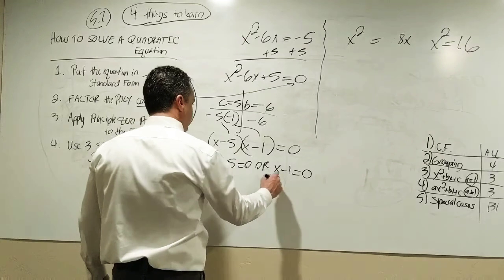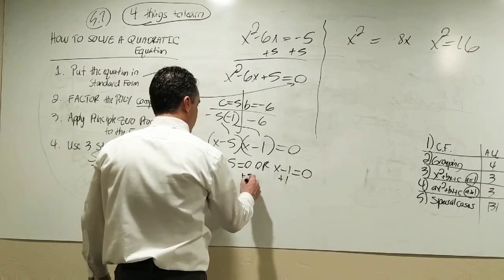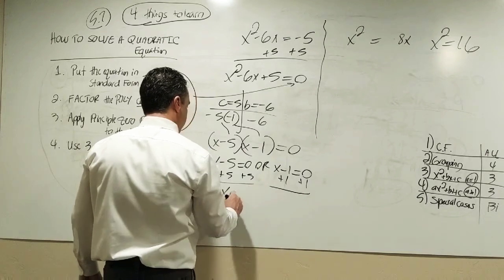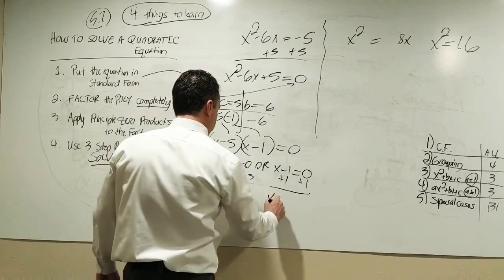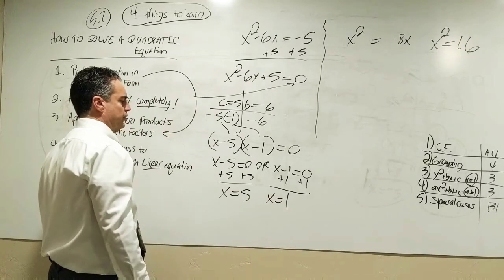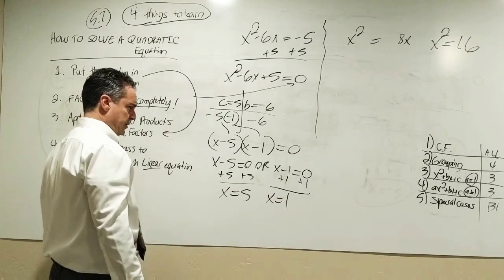We add 5, we add 1, we add 5, we add 1. Over here we get x equals 5, and here we get x equals 1. And there are my two answers. x equals 5 and x equals 1.